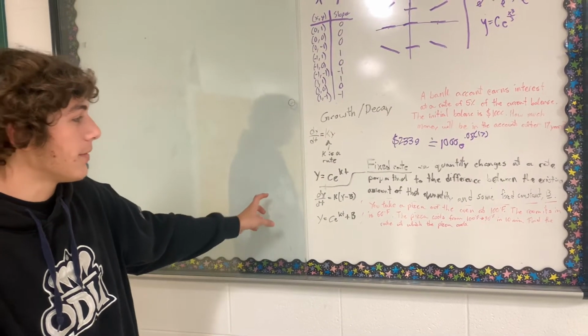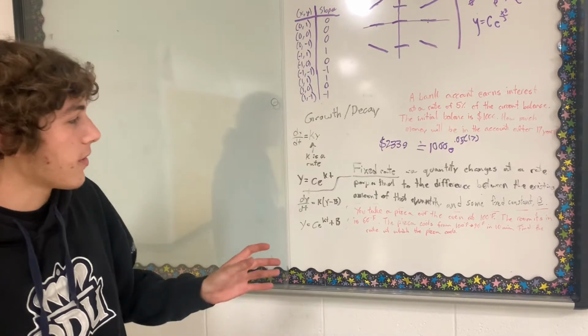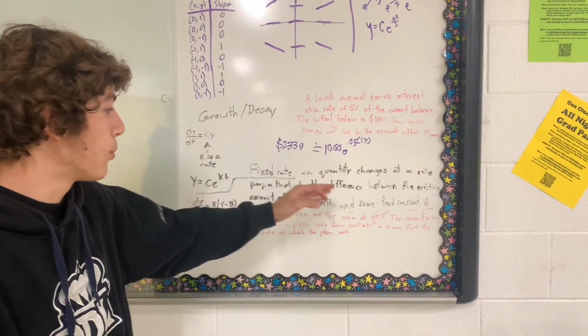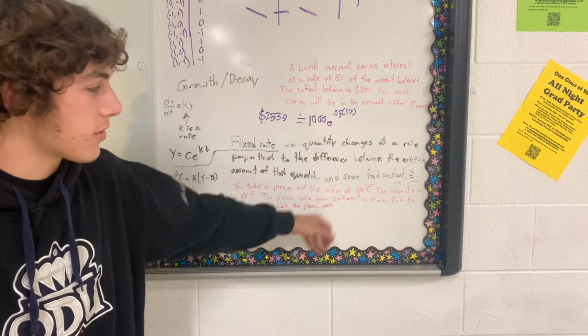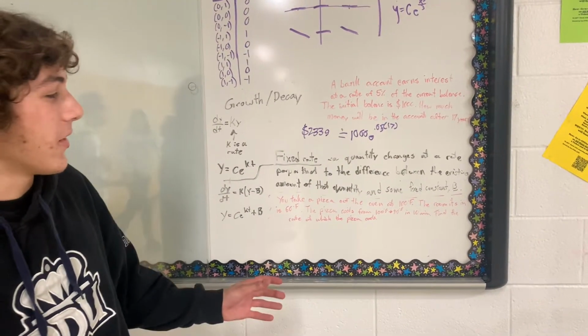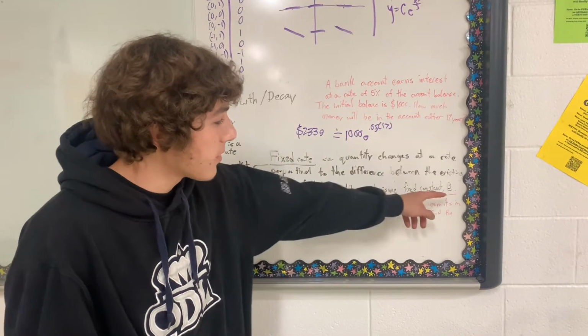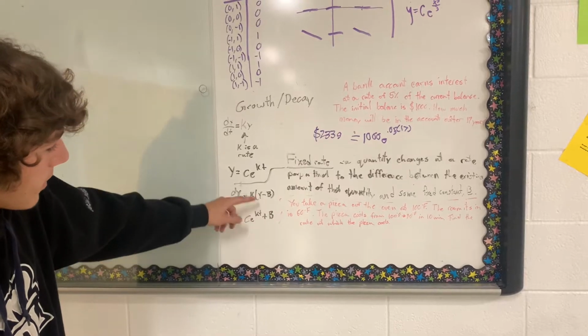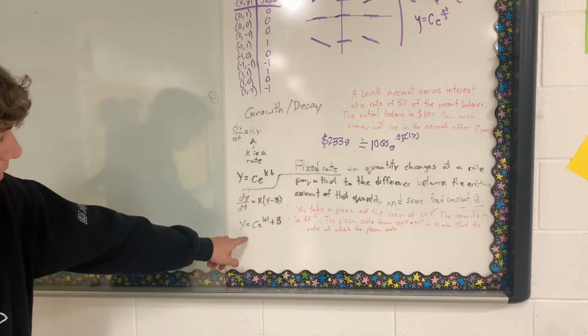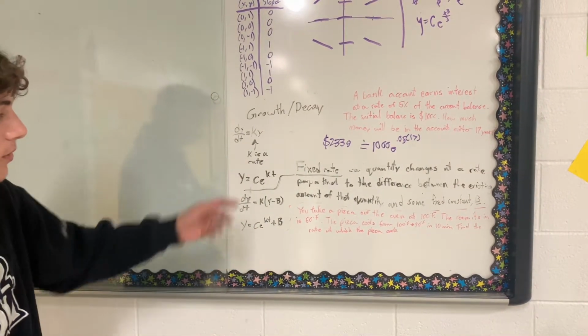But occasionally you'll have a fixed rate. A fixed rate is like if you have a quantity that changes at a rate proportional to the difference between the existing amount of that quantity and some fixed constant, which might be hard to understand at first. Basically you just add a constant b and it goes right in there. And then when you solve that equation, you get this. That's just plus b to the original.